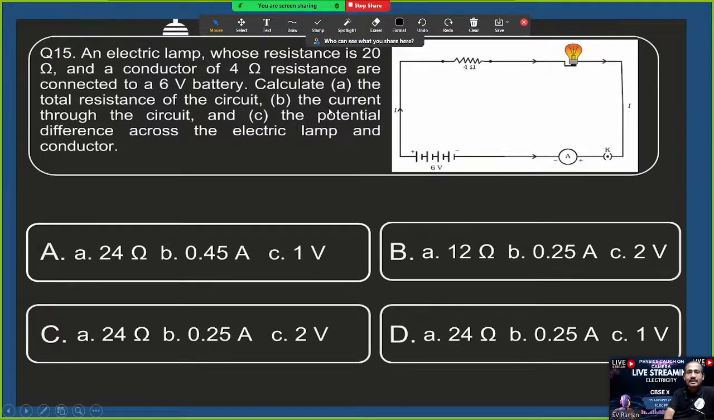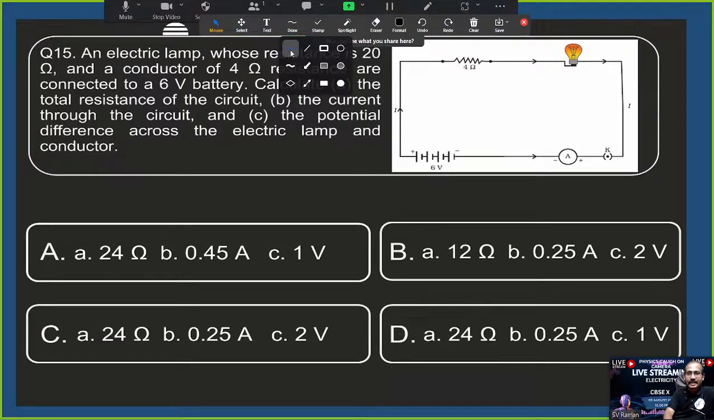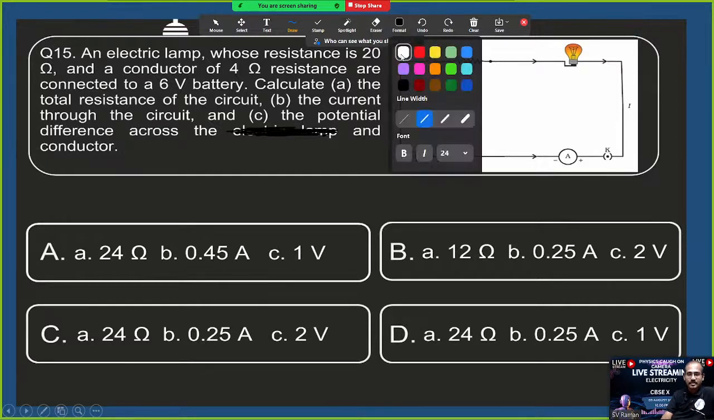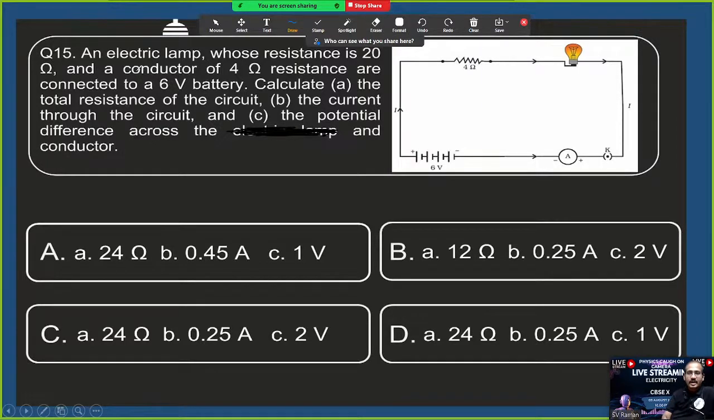Generally electric lamp you can leave it. Potential across the conductor. Electric lamp is not necessary over here. Only conductor. Yes. How to solve this question? Electric lamp resistance is 20 ohms. Let's say R1 is equal to 20 ohms. Conductor wire 4 ohms are connected to a 6 volts battery.